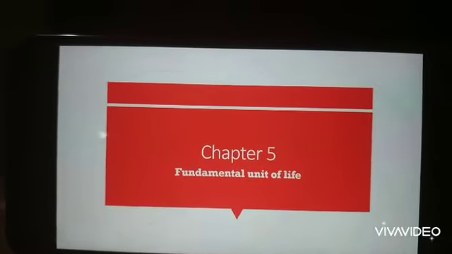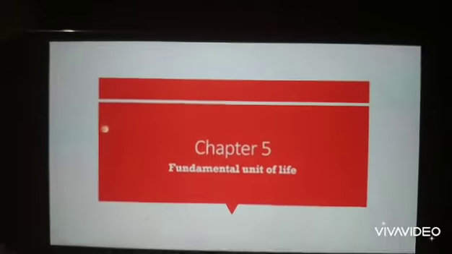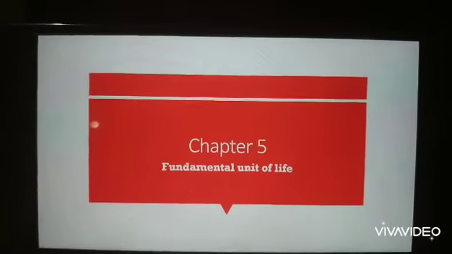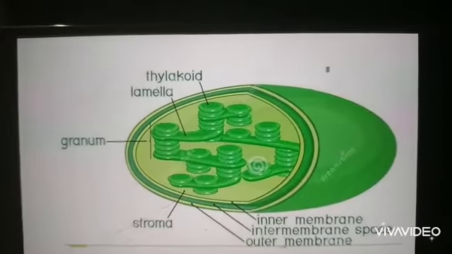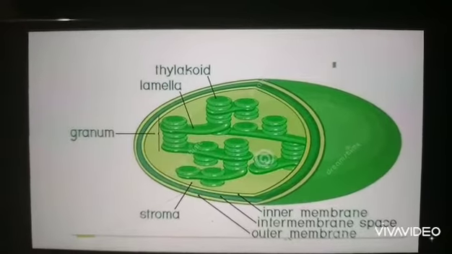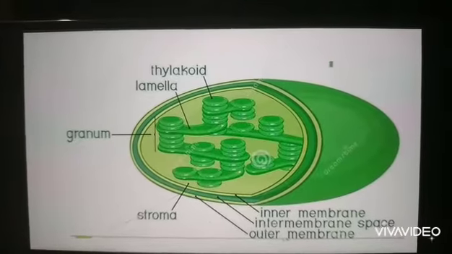Let's continue the last topic, cell organelle. The next organelle is plastid. Plastids are present only in plant cells. They are absent in animal cells. Why?